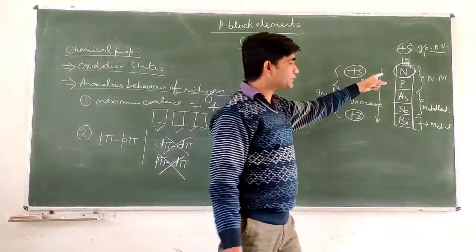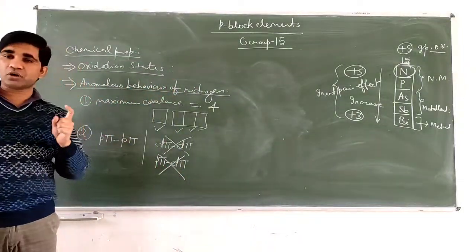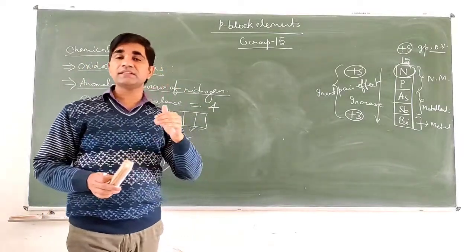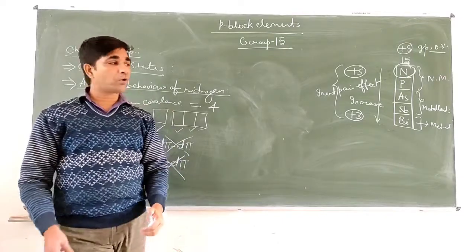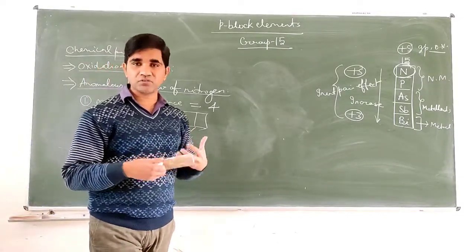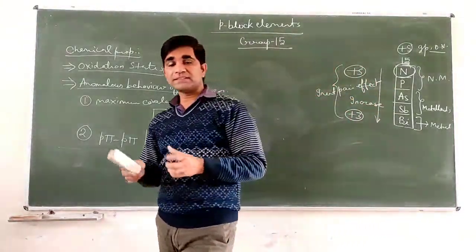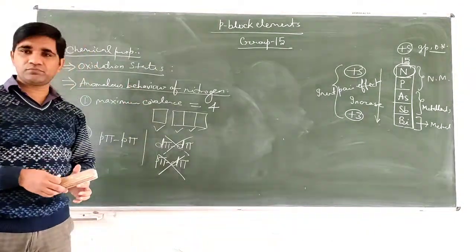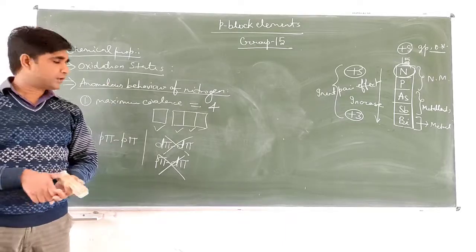These elements, in spite of having p orbital, cannot form p pi bonding because their p orbital is larger in size and this orbital gets diffused while overlapping. So the bond formation is not very effective, and they cannot form p pi bonding. This is the anomalous behavior of nitrogen, the first member of group 15 elements.